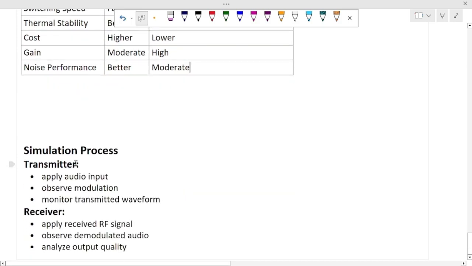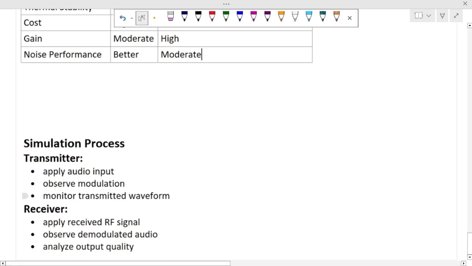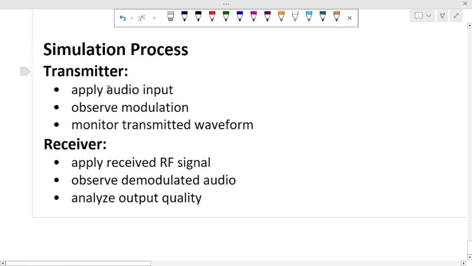Now for the simulation process, for the transmitter and receiver, the two sides. For the transmitter, we apply audio inputs, observe the modulation, and then monitor the transmitted waveform. This is for the transmitter side of the simulation. For the receiver side, you apply the received radio frequency signal, and then you observe the demodulated audio, and then you analyze the output and quality.